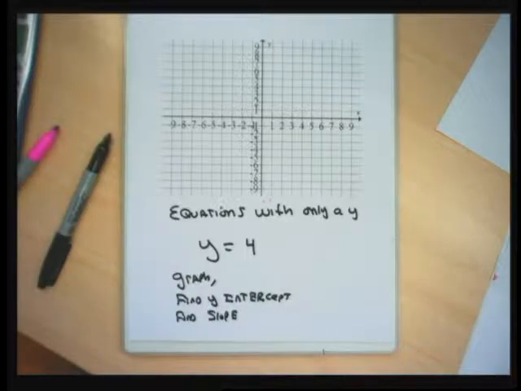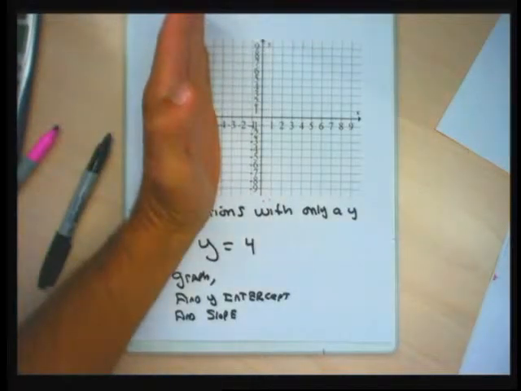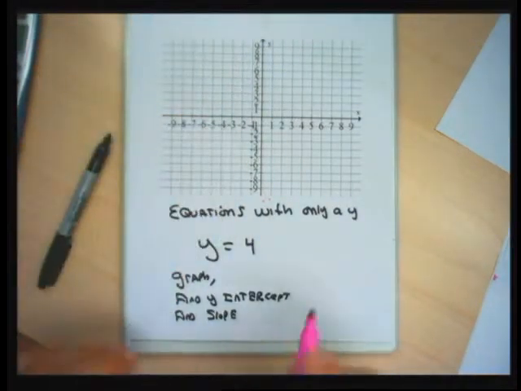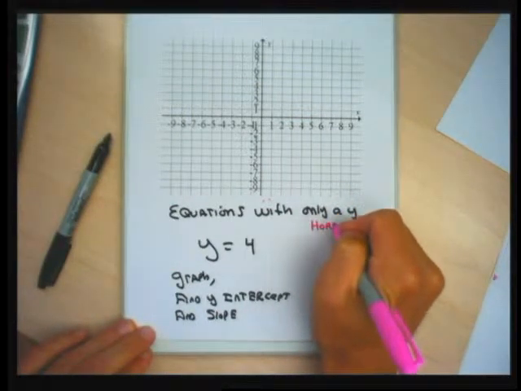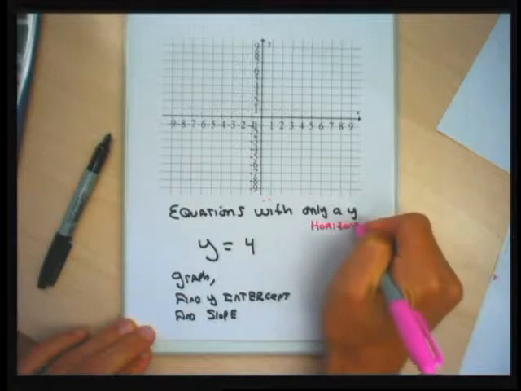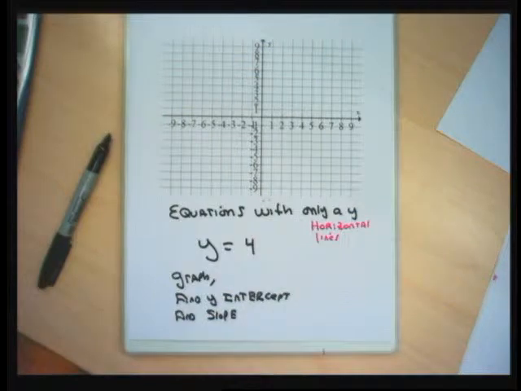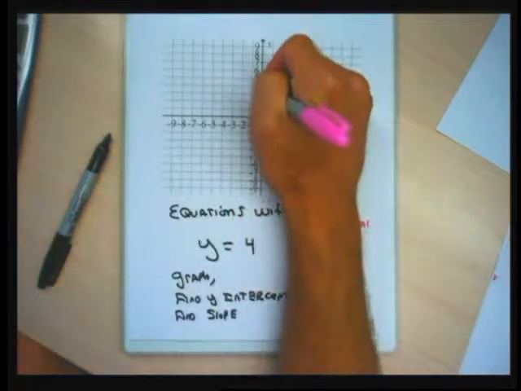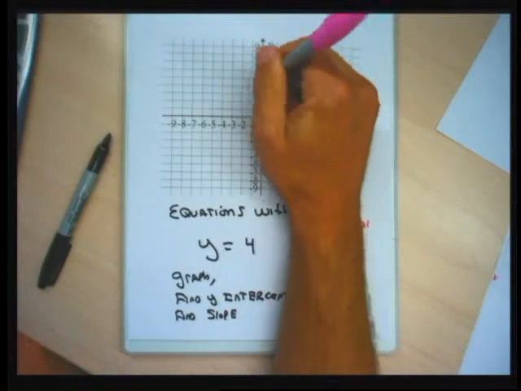When you're missing a letter, you either get a line that's horizontal, parallel to the x-axis, or vertical, parallel to the y-axis. Equations with only y's are always going to graph to be horizontal lines, which means they're going to be parallel to the x-axis. To graph any line that has only a y, I'm going to plot some points, and every point is going to be where 4 is on the y-axis.